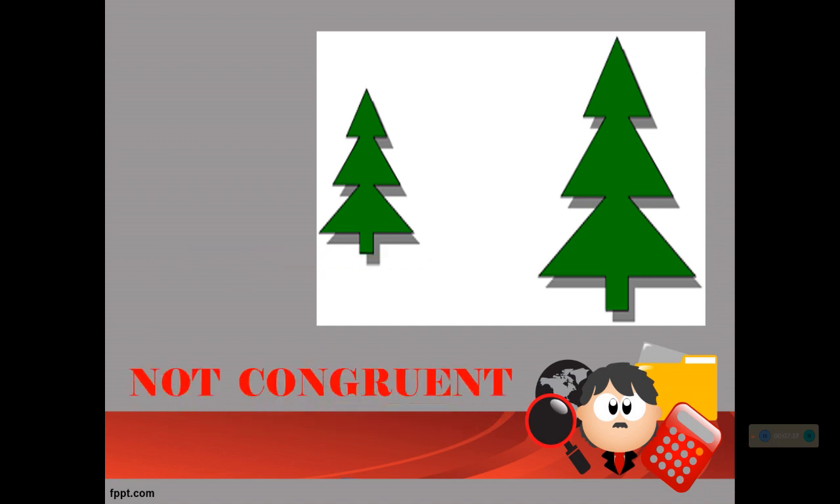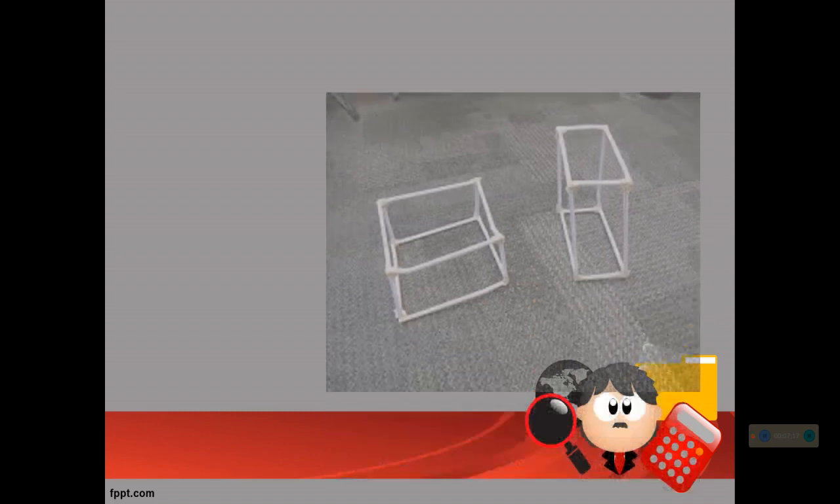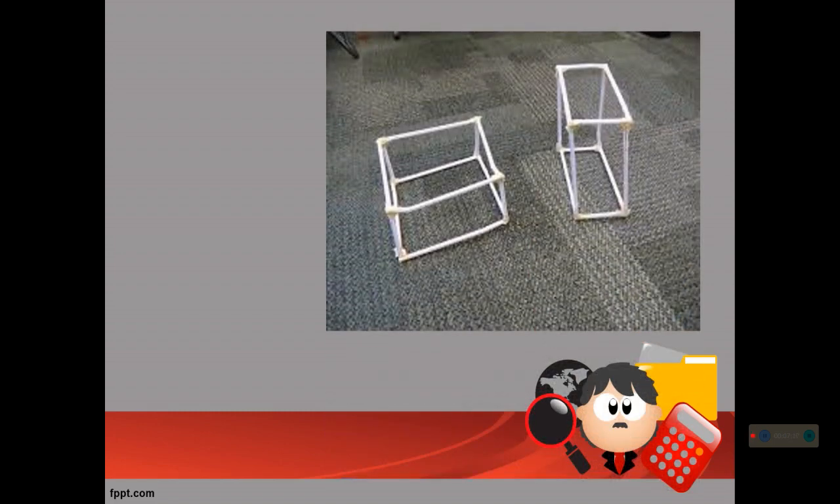That's correct. Obviously, they are not congruent. Okay? So, obviously, they have different sizes. Okay? Next, number 2. How about this one? That's correct. We have congruent.